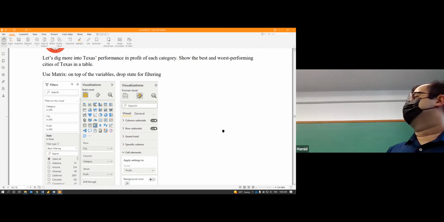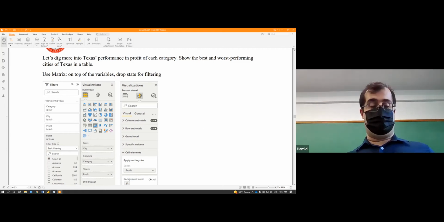Okay, so we already saw that we had problems in the state of Texas. So now we want to dig more into it. We want to look at Texas performance in profit for each category. And also we want to see the best and worst performing cities of Texas in a table. I said a table, but I'm using a matrix for it. And as you see, the city is important, profit is important, and also category.